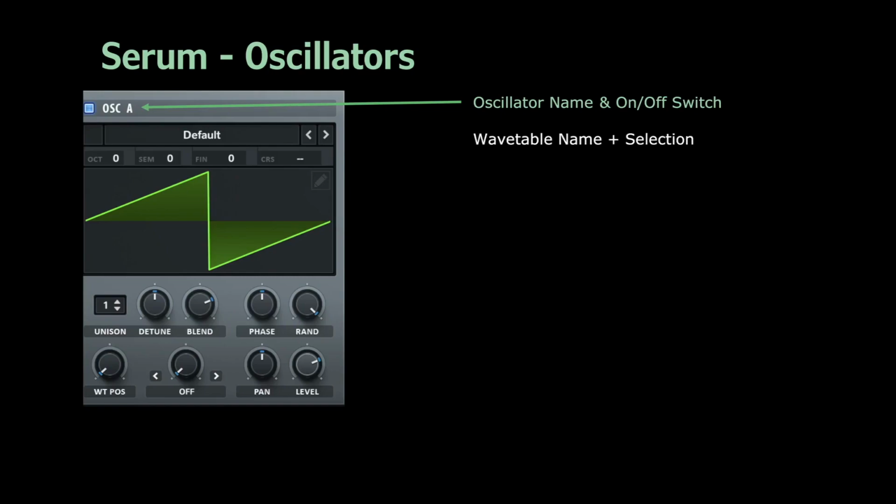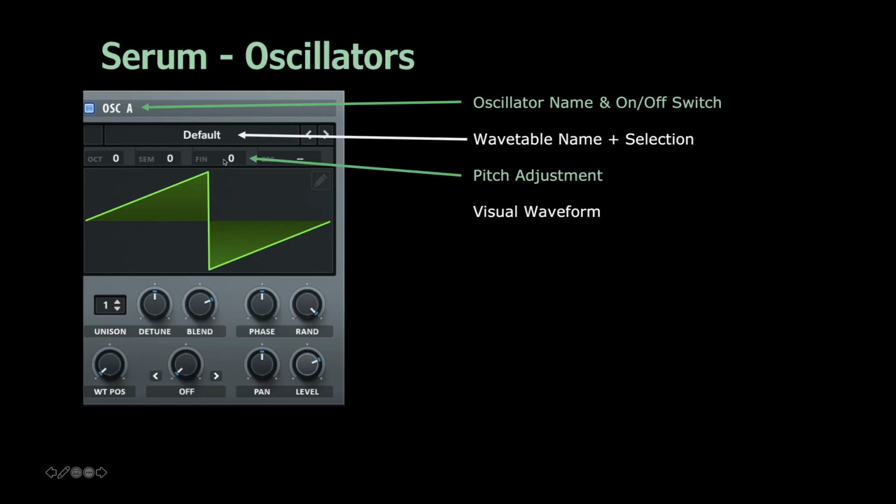So here we have the wavetable name and the selection. Here we just have the default wavetable. We can click on this to bring down a drop-down menu of all of our wavetables that we can use. Here is your pitch adjustment, so we can adjust it by octave, via semitones, or we can fine-tune it by cents. Here is the visual waveform, a visual representation of what your wave is doing. It's not really essential for a synthesizer, but it does give a nice insight as to what it is doing.